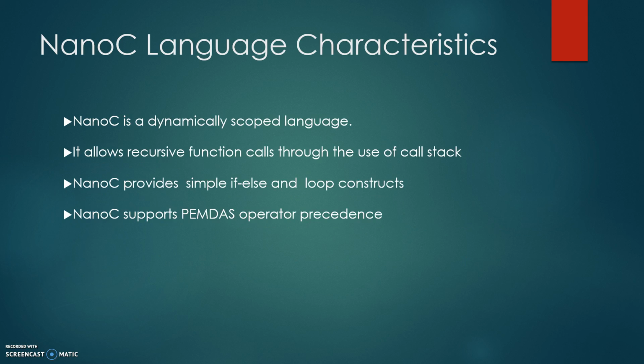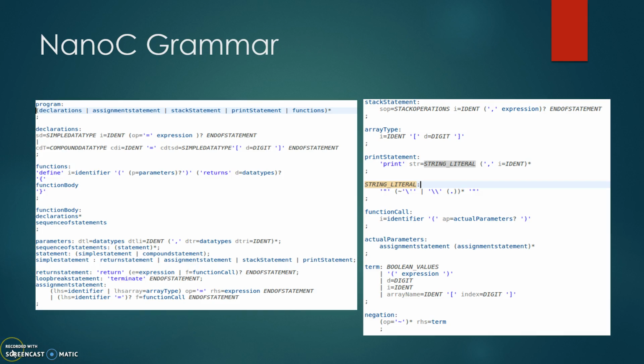And NanoC is a dynamically scoped language. It allows recursive function calls through the use of a call stack. NanoC provides simple if, else, and loop constructs. NanoC supports PEMDAS operator precedence.